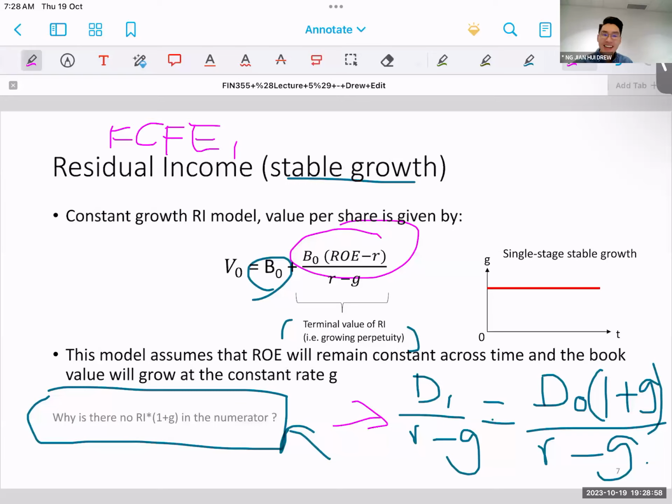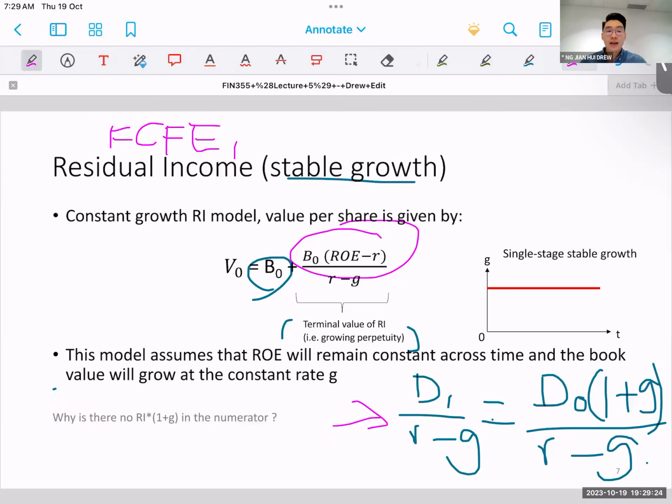Okay, yeah, I think you're getting there. So I can see that residual income comes from how well ROE performs. Yeah, you are kind of getting there. Look at stable growth potential. Now, why did we not take RI times 1 plus G? It's actually even simpler than that. So let's see why.